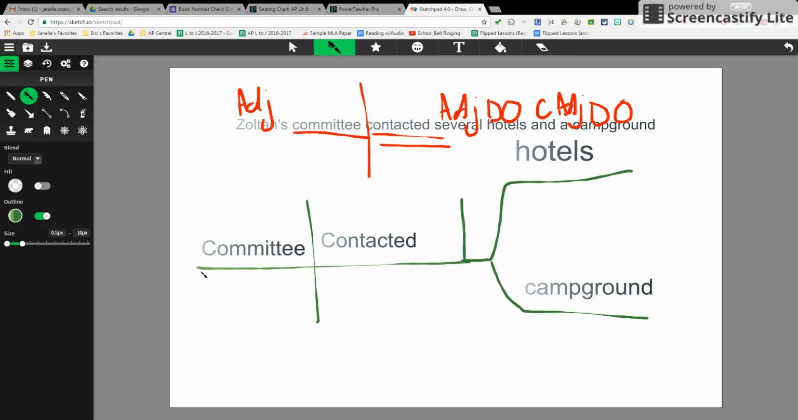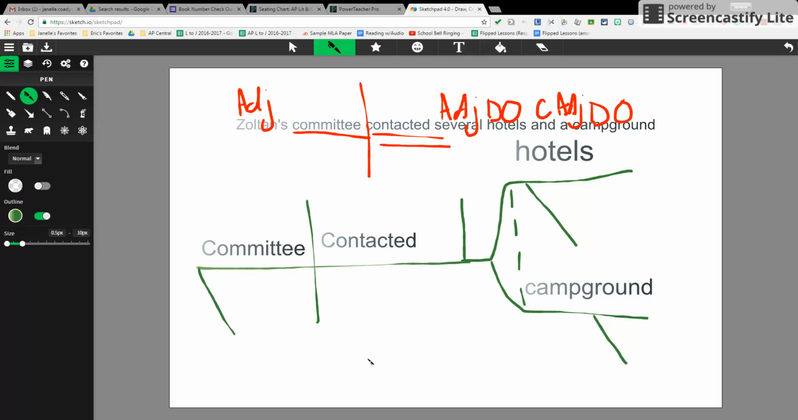Then you need to draw a line here for the adjective Zoltan's. And you need to draw a line here for several. And you need to draw a line here for the article adjective a. And then you need to put a line here in between for your conjunction and.